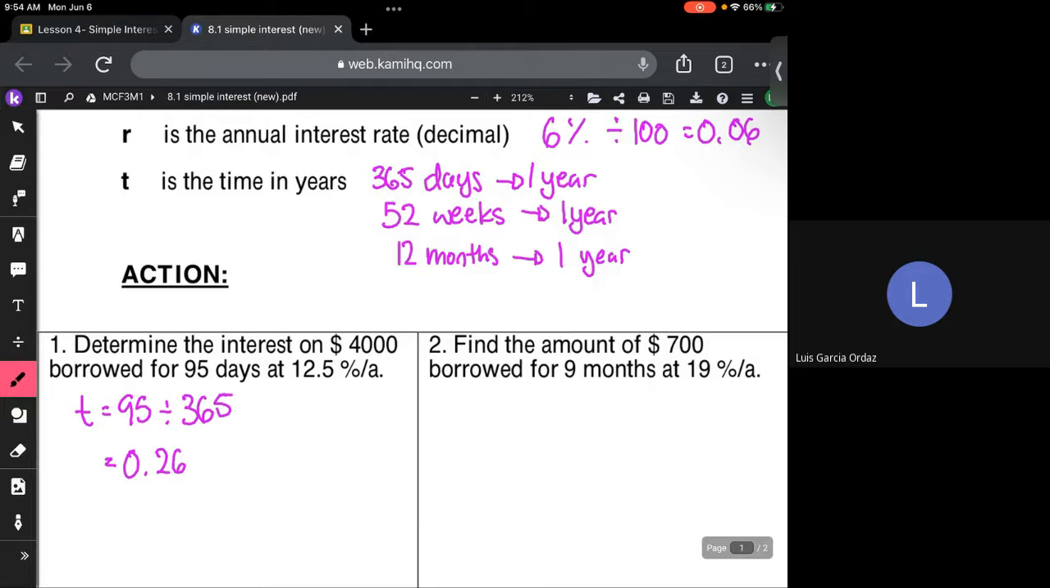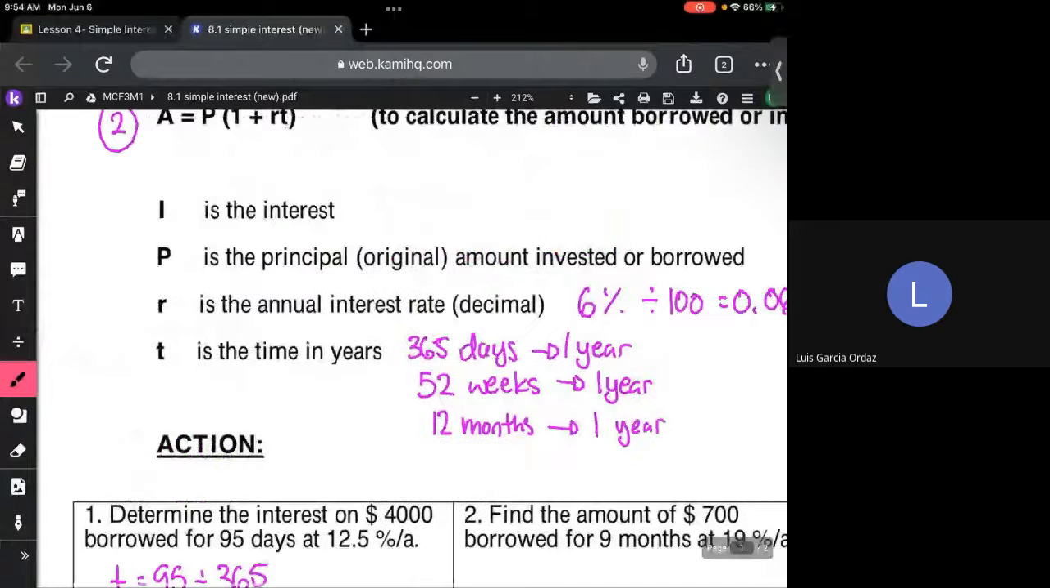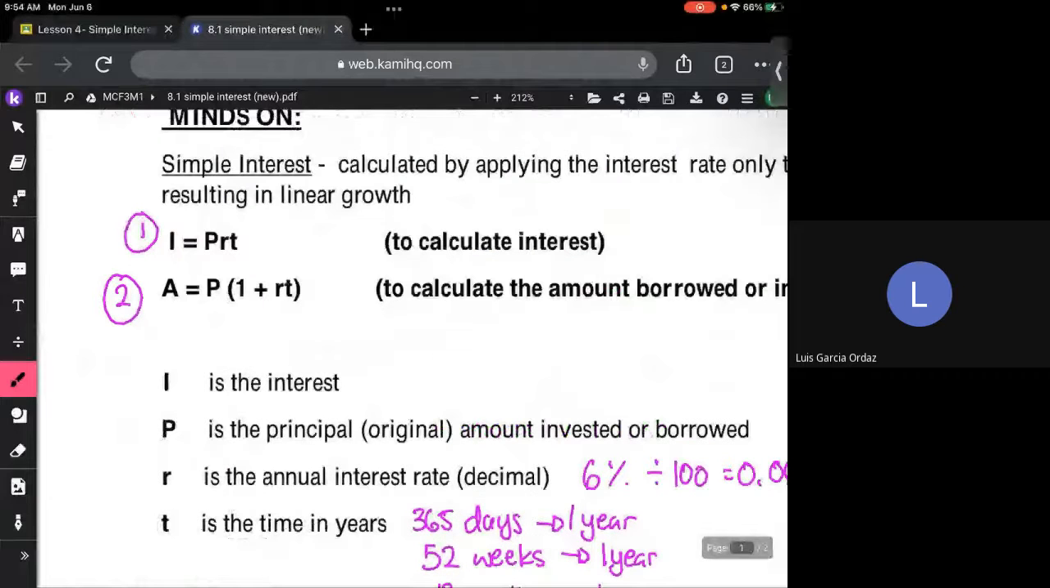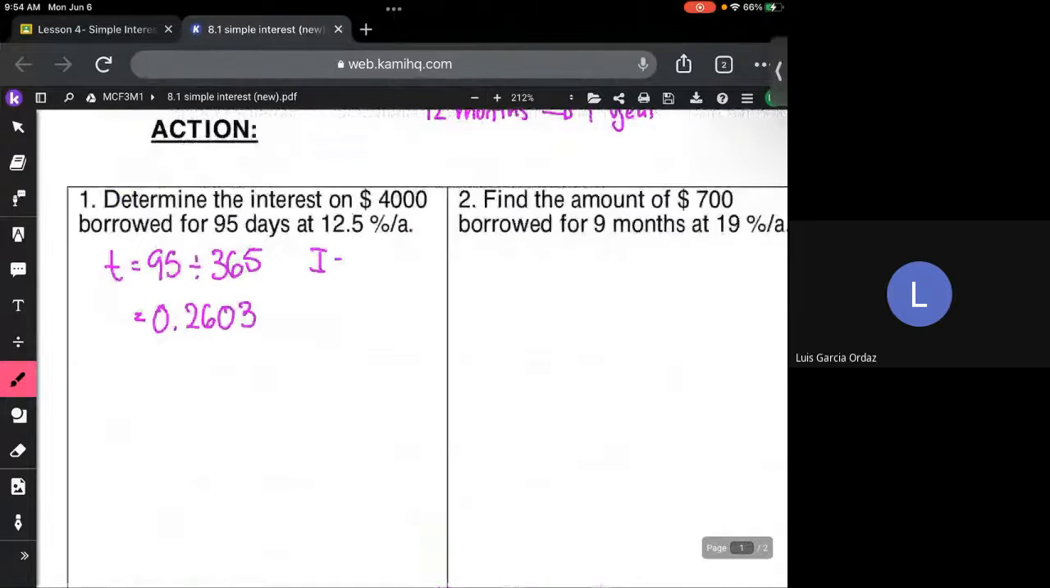0.2603. So we're determining the amount of interest. Am I using equation 1 or equation 2? That's what I forgot to start off with. If I'm looking for the amount of interest, am I using 1 or 2? 1. So we have our time, which is 0.2603.